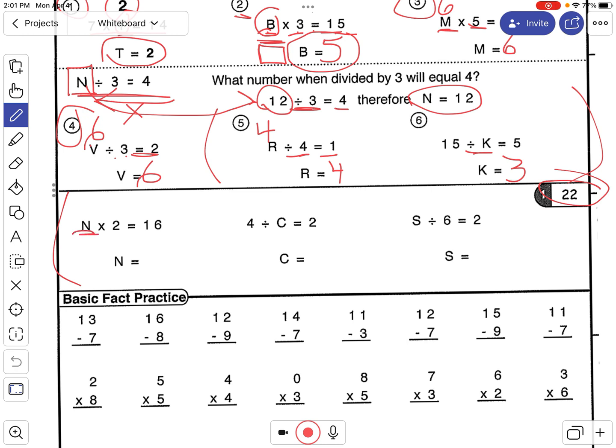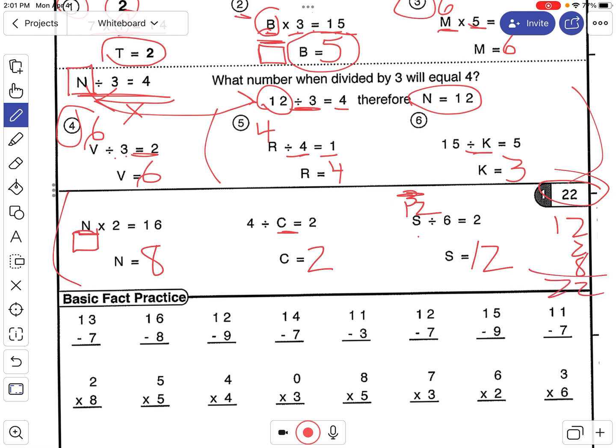So some number, you should have already done this, some number times 2 is 16. 8 times 2 is 16. 4 divided by some number is 2. 4 divided by 2 is 2. Now, I bet some of you tried to put a 3 in here, but it's not 3 divided by 6. That doesn't work. It's some number divided by 6 is equal to 2. Well, if I put a 12 in there, it comes out. 12 divided by 6 is 2 because there are 2 6's in 12. So the answer here is 12. And then when you add up 12, 2, and 8, you get 22.